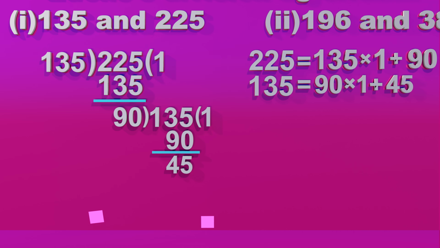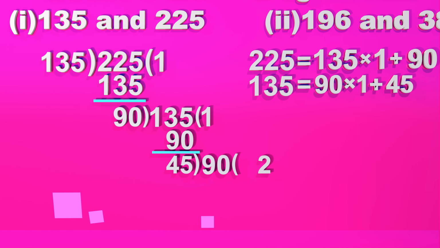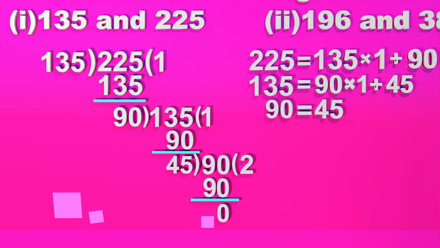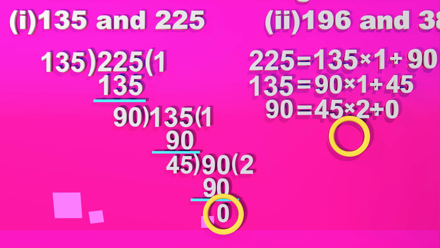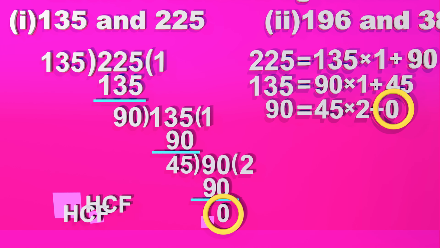This time we will divide 90 by 45. And this will be divisible by 45 in 2 times completely, and the remainder becomes 0. This step can also be written as an equation. We found 0 as a remainder, so 45 is the divisor at this step, and this will become the HCF.